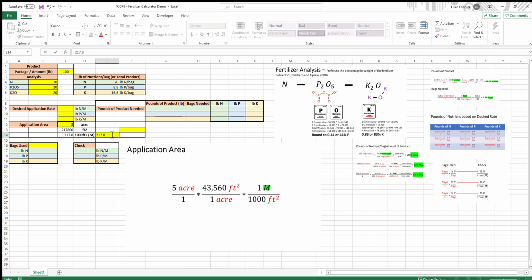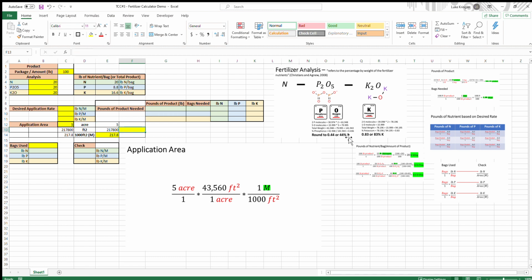217.8 thousand square feet. If we want that to be represented in just feet squared, we multiply by 1,000. And then if we want to take this feet squared value and get it back to acre, we divide the feet squared value by 43,560 feet squared, because that's how many feet squared are in 1 acre, and we should get our 5 number because these are all the same.